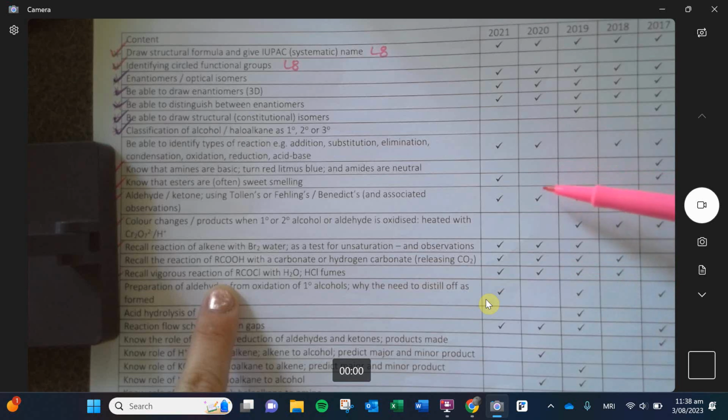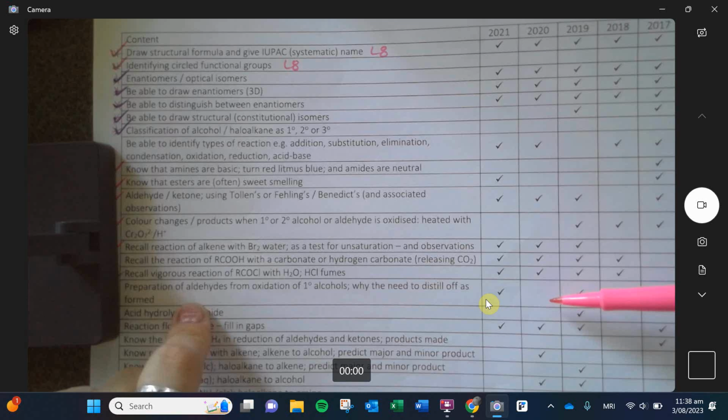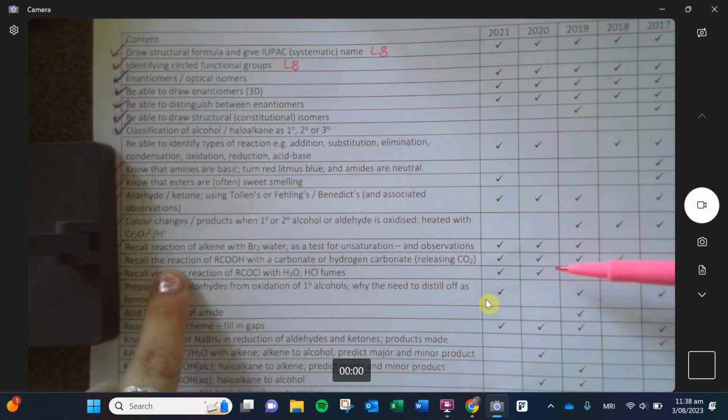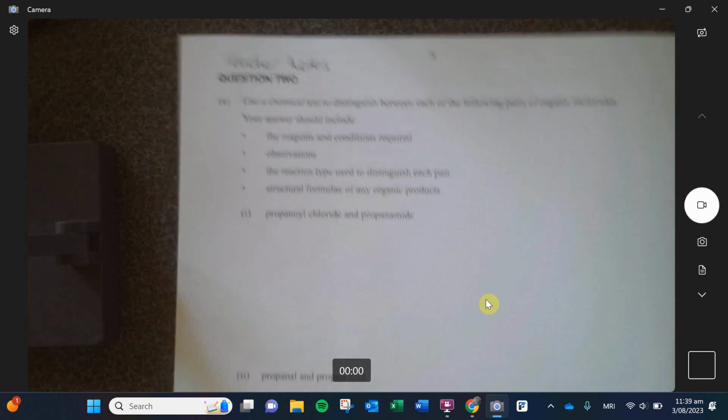In 2020, they swapped things around. They didn't do the esters in that case. And then this year here, they didn't do the litmus test. So you can see each year, though, they do some sort of identification question. So you do need to know all of them.